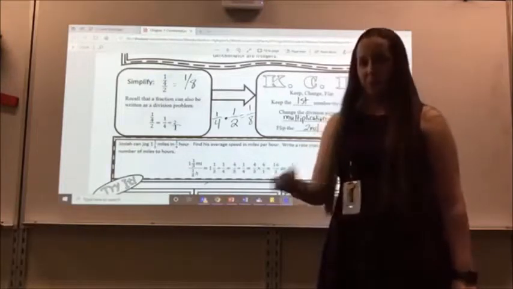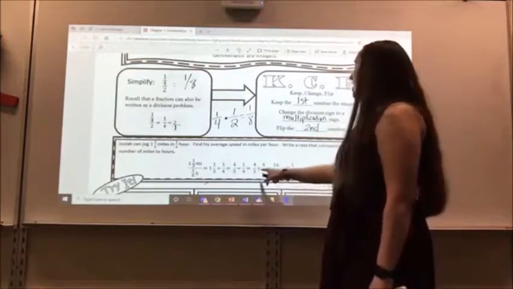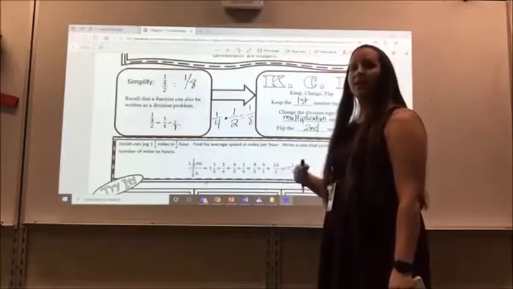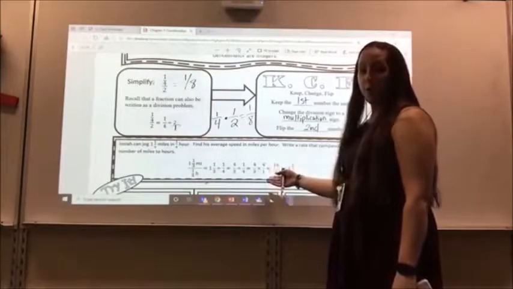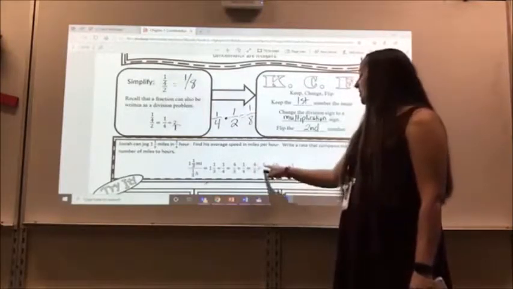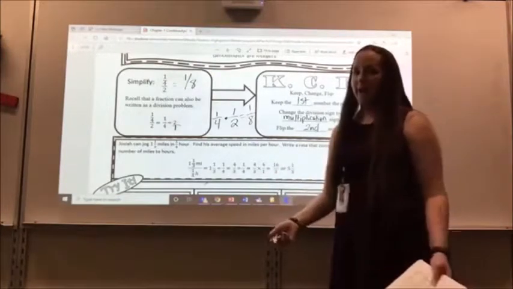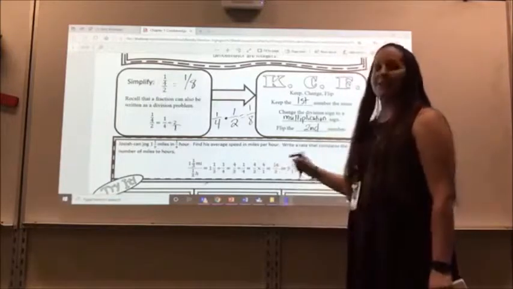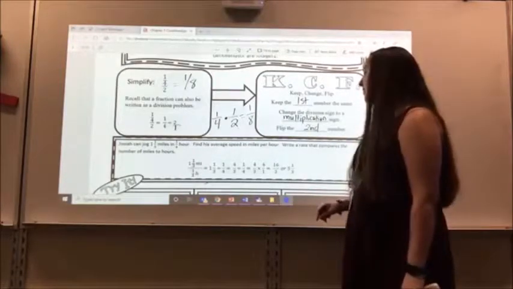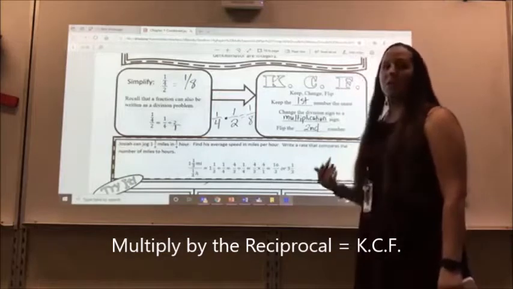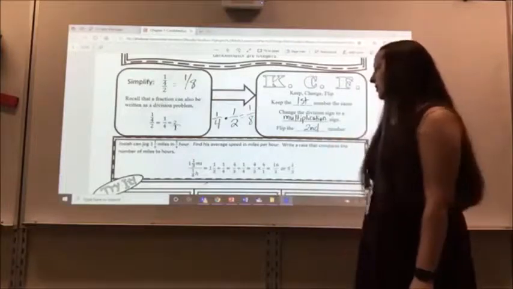Now I'm going to apply keep, change, flip. I keep my first number the same. 4/3 stays the same. Change my division sign to a multiplication sign. Then flip my second number. Well, 1/4 becomes 4 over 1. Then I just multiply through. 4 times 4 gives me 16. 3 times 1 gives me 3. And then I can change that back into a mixed number. 3 goes into 16 5 times with 1 left over, so I get 5 1/3. This keep, change, flip is also called multiplying by the reciprocal. So you might hear that term as well.